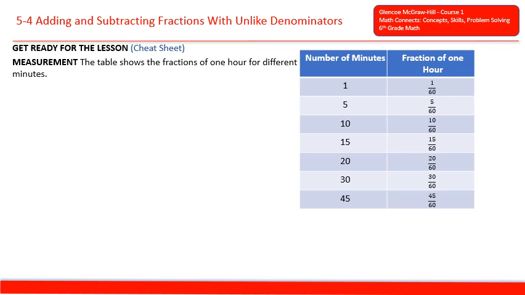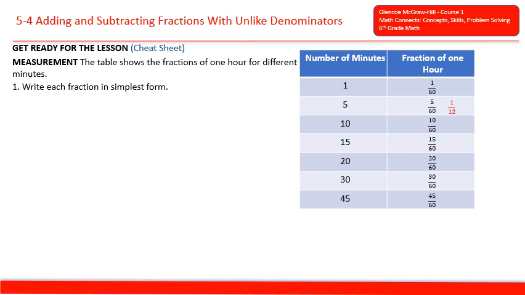The measurement table shows the fractions of 1 hour for different minutes. Write each fraction in simplest form. So if we have 1/60th, that's already in simplest form. 5 minutes is 5 over 60, and 5 is the greatest common factor, so we can divide 5 by 5 and get 1, and 60 by 5 and get 12.